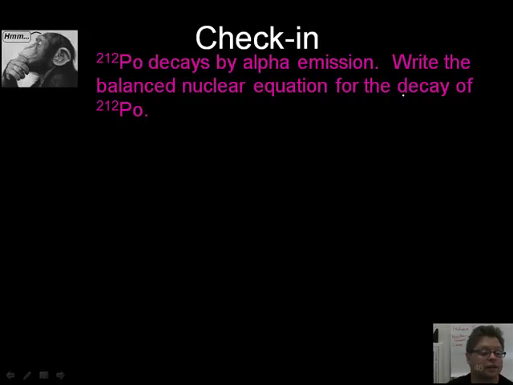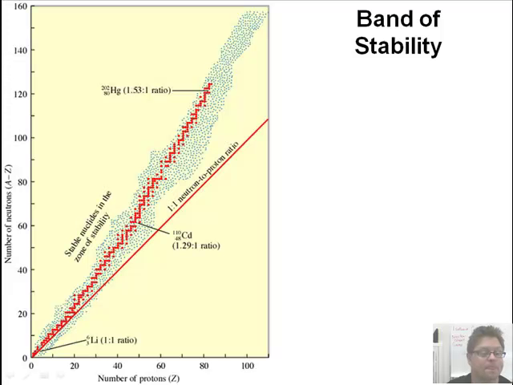So to check in, you've got 212Po decays by alpha emission. I'd like you to write the balanced nuclear equation for the decay of 212 polonium. Please bring that to class.